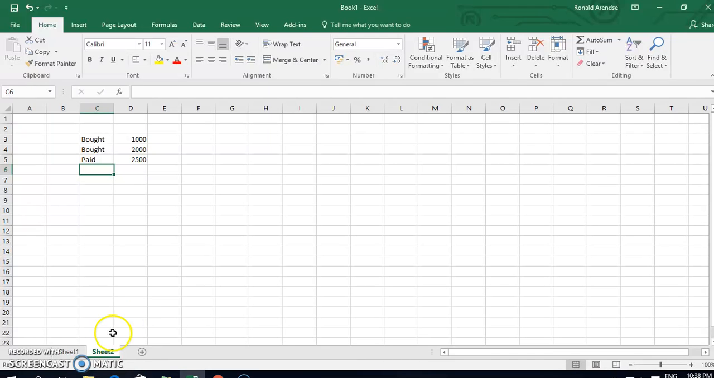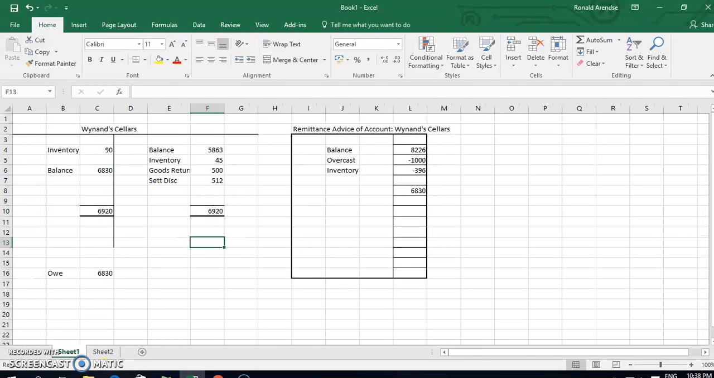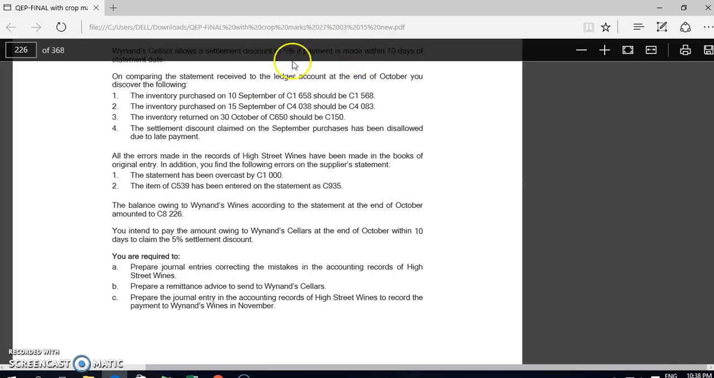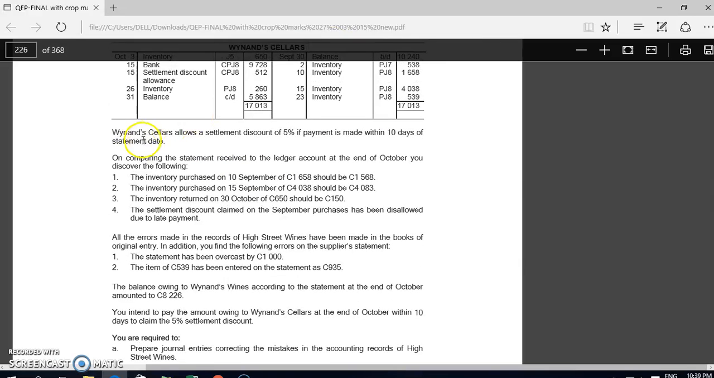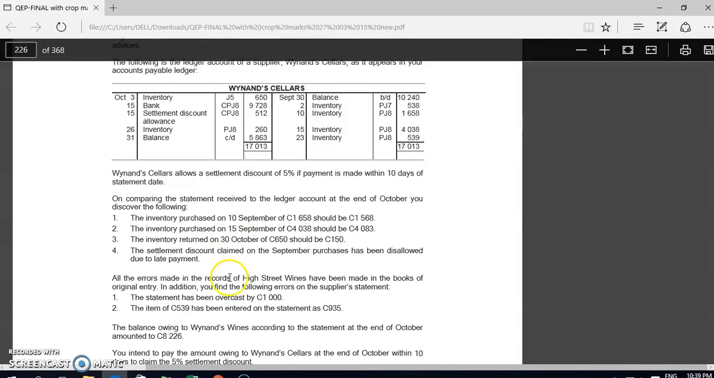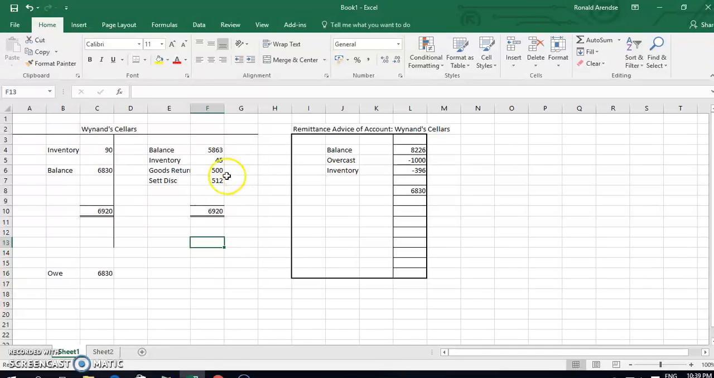That discount that we subtracted is not on purchases. Remember, they say that they allow a discount of 5% if payment was made within 10 days. They allow a settlement discount if it's made. So we can't have discount on discount. So this 6830 is the amount less discount. So we can't have discount on discount.